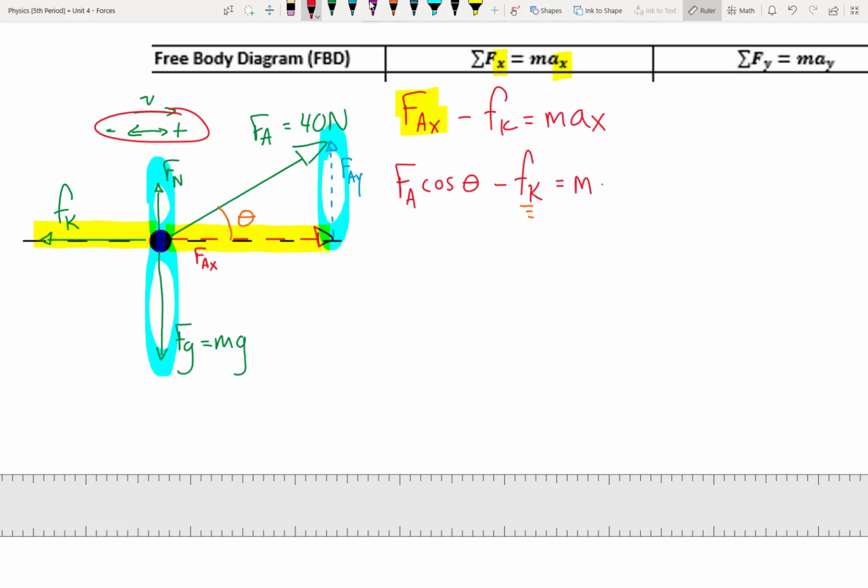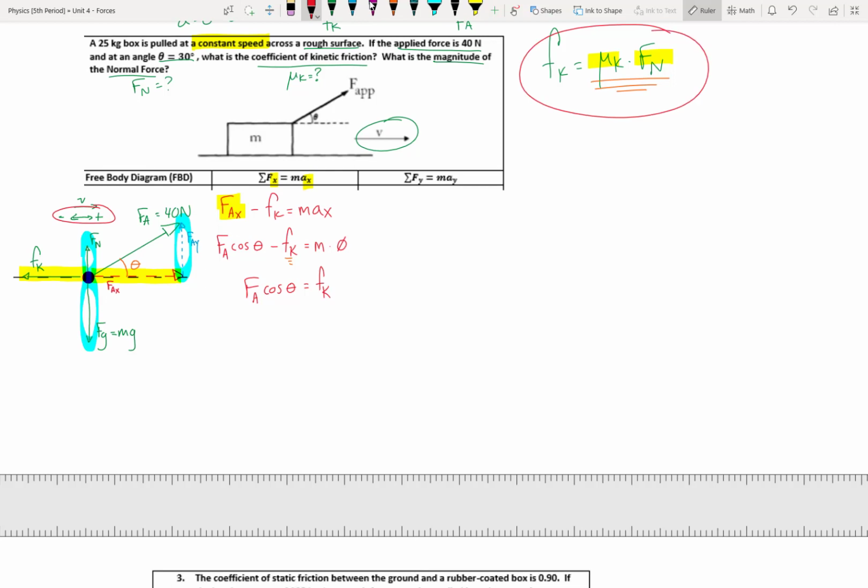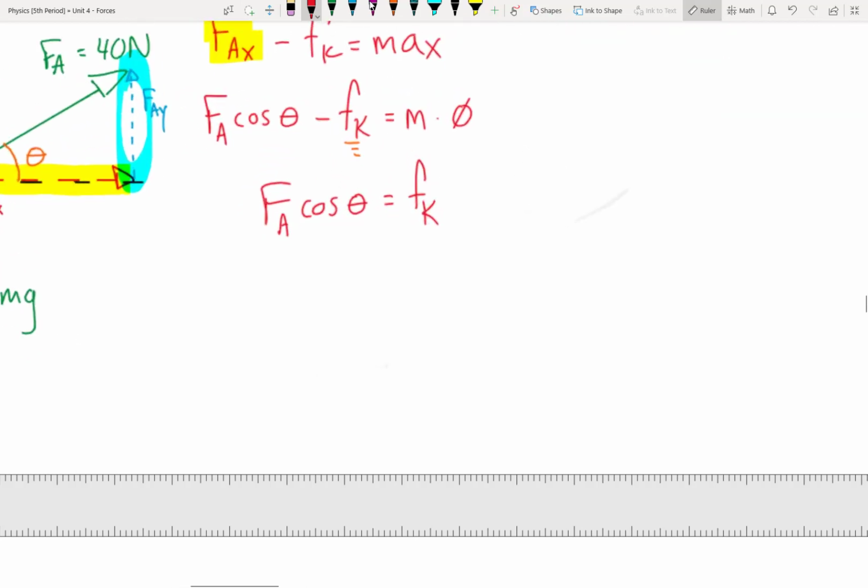So we got mass times an acceleration of 0. That means, like we see in our picture, and as we mentioned on our free body diagram picture, Fa cosine theta has got to be equal to Fk. Okay, so now we're going to substitute in, remember we said it right up here, mu k times normal force for the kinetic friction.